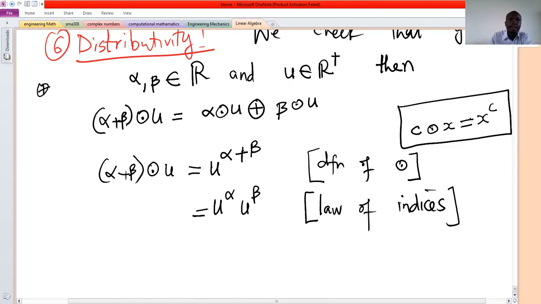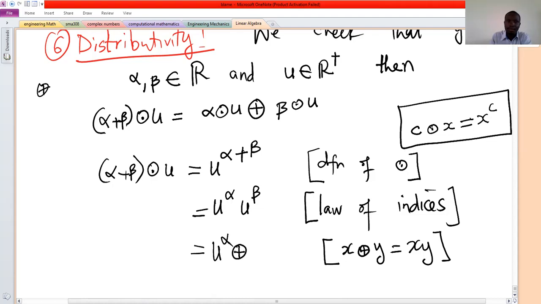And then you remember that if I have x plus y on this specific set, this addition is specified as xy. Now you see u raised to the power alpha is a positive real number. U raised to the power beta is also a positive real number. So like I have xy, my x is u raised to the power alpha, my y is u raised to the power beta. So this must have come from u raised to the power alpha plus, now this unusual addition, u raised to the power beta, from this definition.